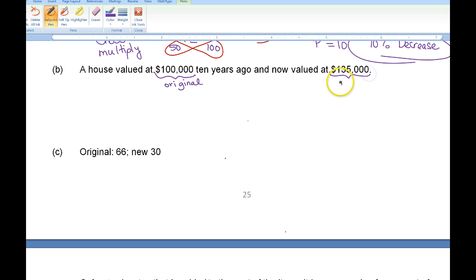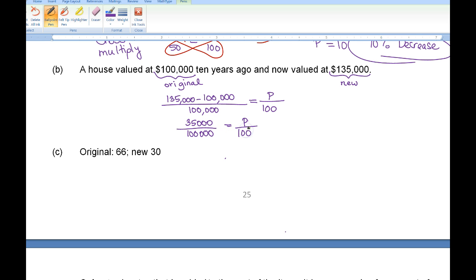Now is valued at 135,000. So I want to take the difference between the new and the original. This time I'm going to put 135,000 and subtract 100,000 over the original equals P over 100. So subtract 135,000 minus 100,000. So it's 35,000.